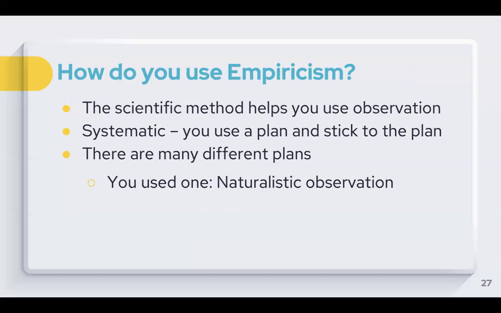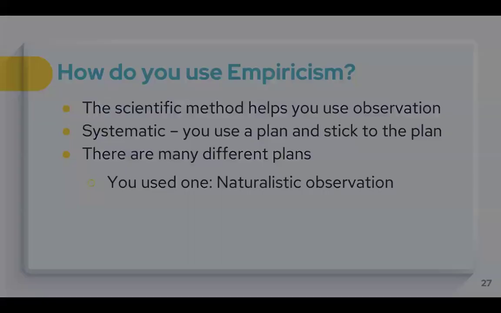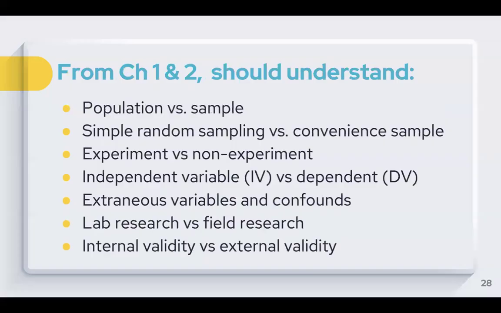So how do you use empiricism? Well, the scientific method is how you use that observation. So again, we talked about being systematic. You use a plan and you stick to the plan that you developed. There are lots of different ways to have different plans. You're going to use one this week called naturalistic observation. That's one plan. And so you'll have read chapters 1 and 2.